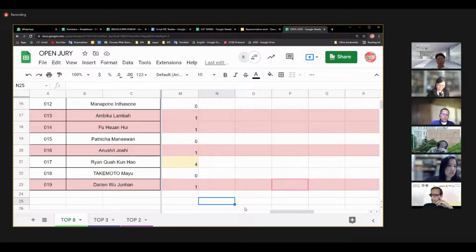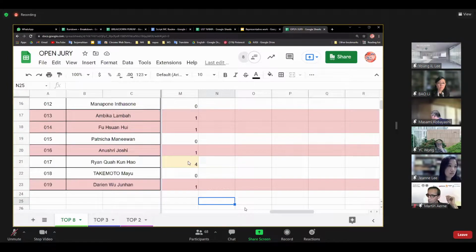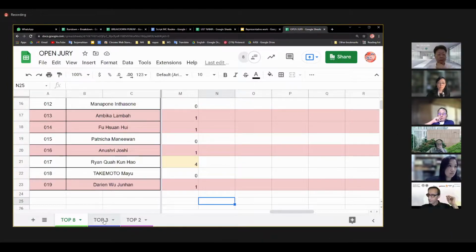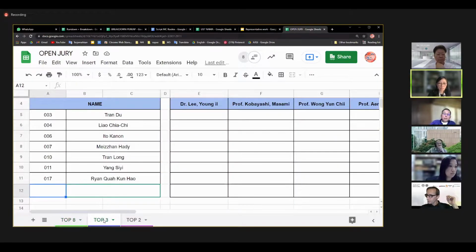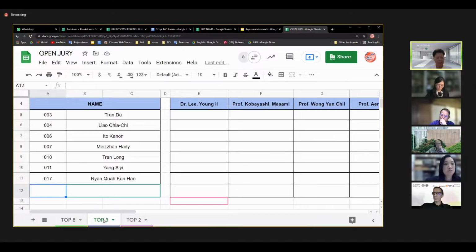Can you repeat the numbers of the 7 students, please? Can you share the screen and the top candidates? Here you can see on the screen the top 7 contestants who will go to the next round: number 3, 4, 6, 7, 10, 11, 17. Next stage, we have 2 votes.